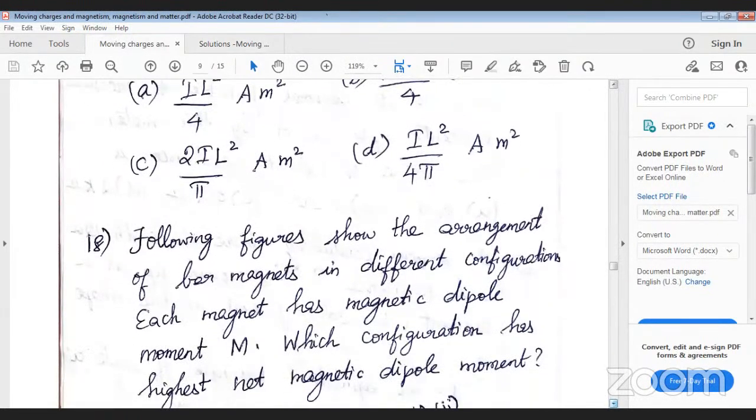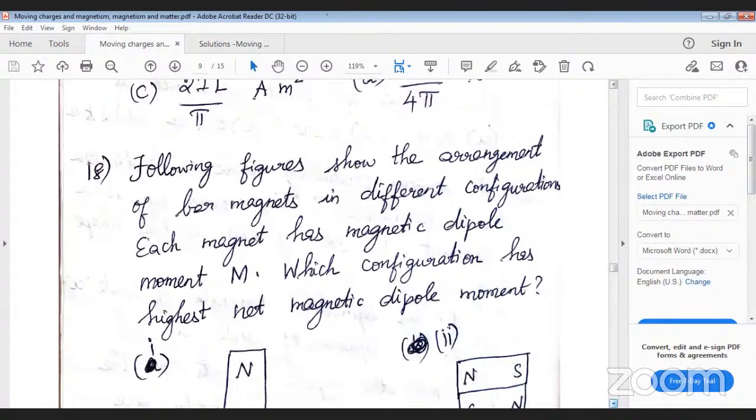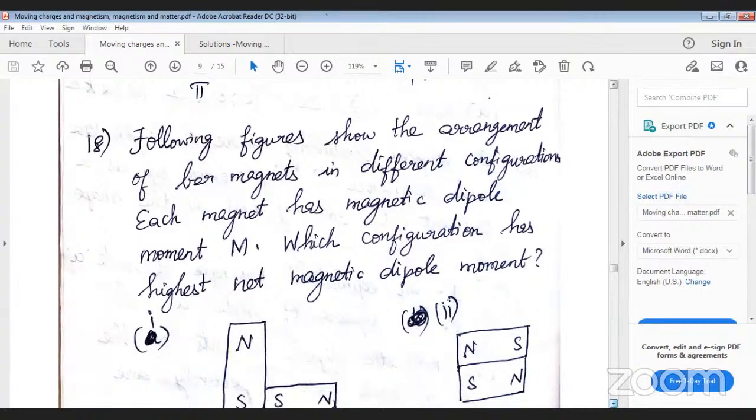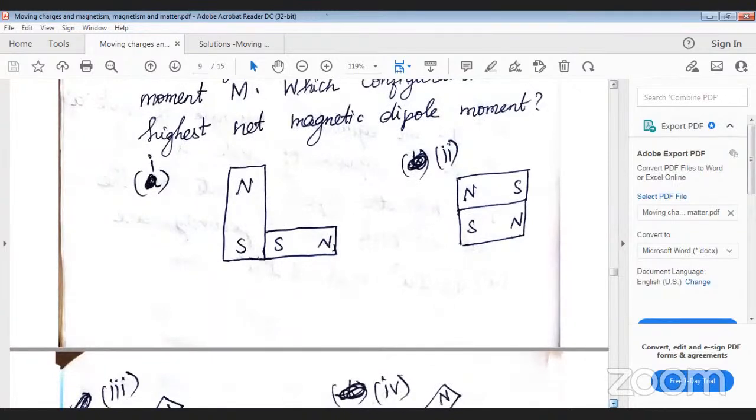Then question number 18. If you want to solve this, you need to just carefully observe the cases. Following figures show the arrangement of bar magnets in different configurations. Each magnet has magnetic dipole moment M. Which configuration has the highest net magnetic dipole moment? Here you see you have 4 configurations.